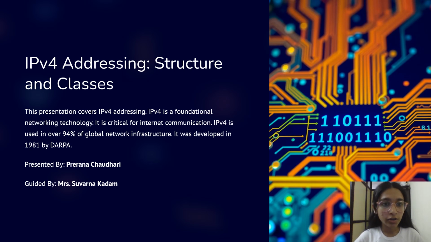Today we are going to look at IP version 4 addressing, its structure and classes. This presentation is done under the guidance of Mrs. Suvarna Gaikwad. It covers IP version 4 addressing. Basically, IP version 4 is a foundational networking technology. It is very critical and important for internal connections and communications. IP version 4 is used in over 94% of global network infrastructure. It was developed in 1981 by DARPA.